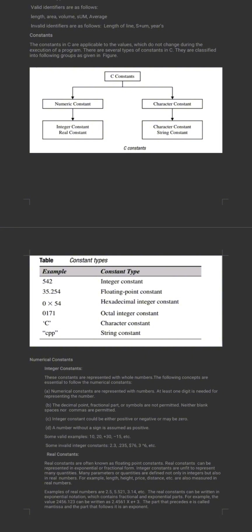Next one is constants. Constants are applicable to the values which do not change during the execution of a program. There are several types of constants in C. Constants are divided into two types. One is numeric constant and another one is character constant. Numeric constant is again divided into two, integer and real constants. Real constant is nothing but the floating point values. And the character constant is divided into two, character constant and string constant.